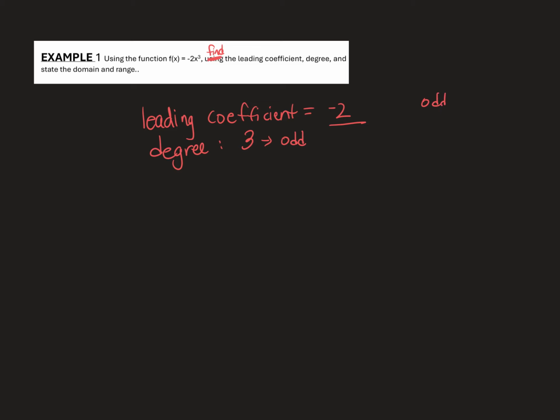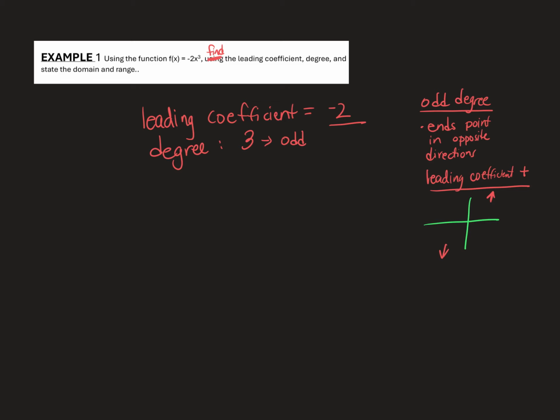Odd degree functions, if you'll write this on the side somewhere, their ends point in opposite directions. And if your leading coefficient is positive, then the ends will look like this. I'm going to draw the coordinate plane in a different color. So there's my coordinate plane. Make sure you draw that. And the ends point in opposite directions with the right side pointing up and the left side pointing down.